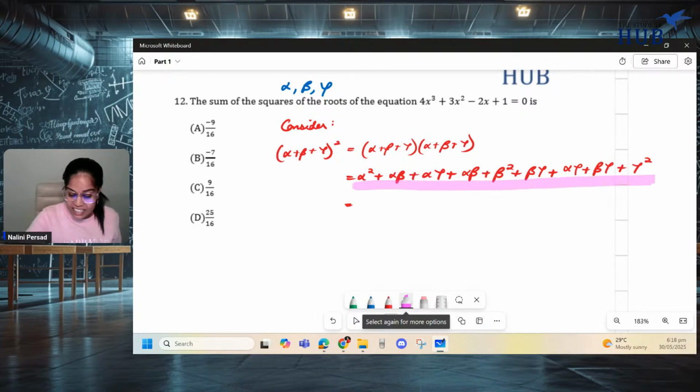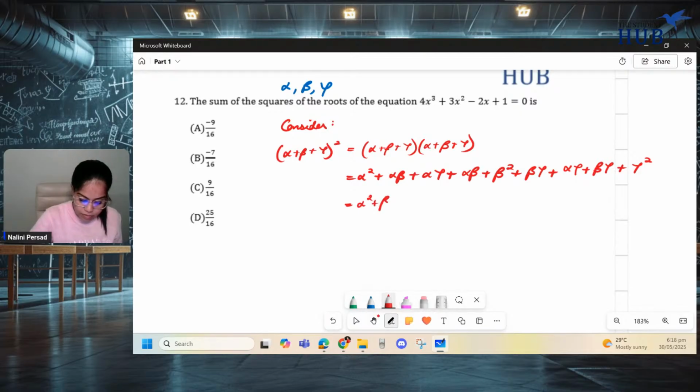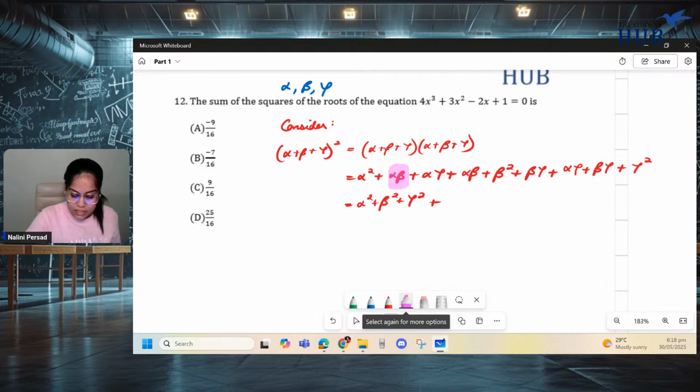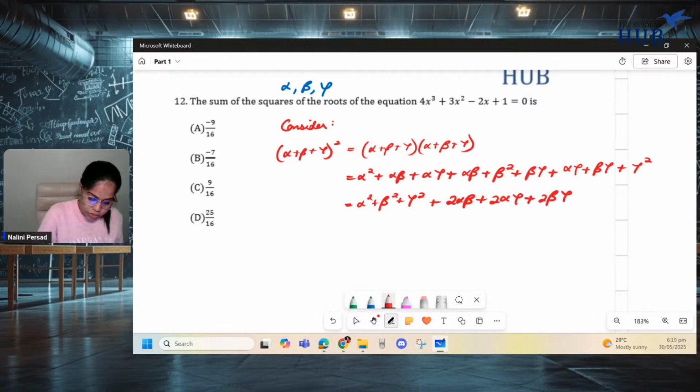So this is 9 terms. You have an alpha squared, beta squared, gamma squared. Just put them next to each other. You have alpha beta plus alpha beta giving you 2 alpha beta. You also have 2 alpha gamma and 2 beta gamma.